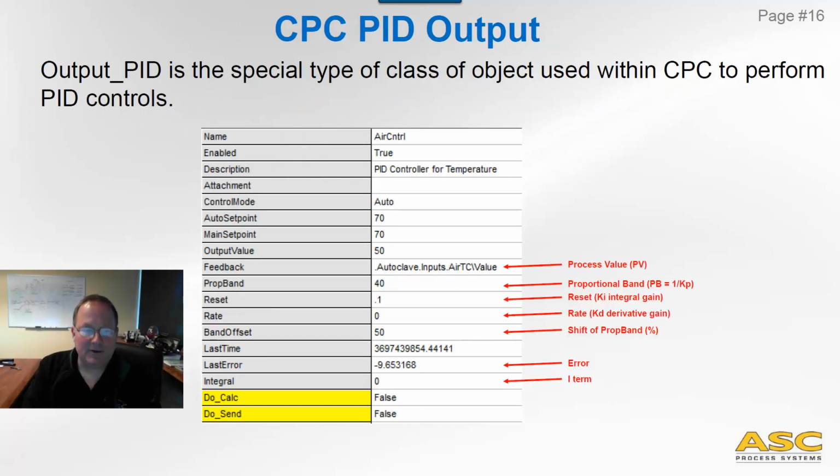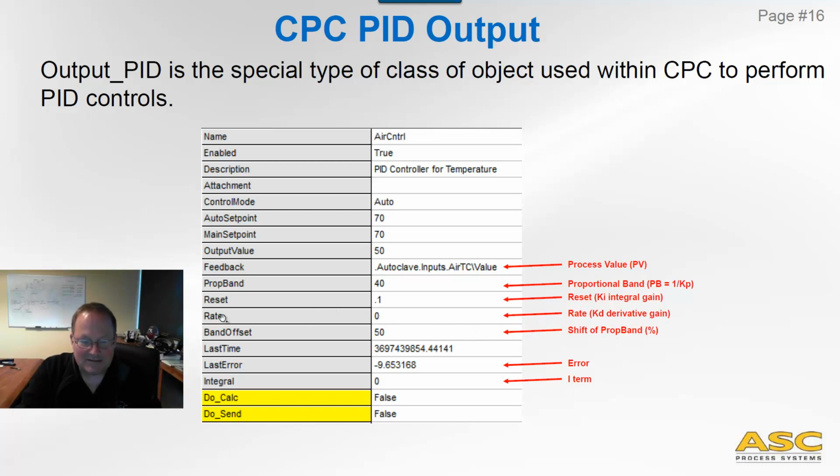So here's your typical PID within CPC. We call it the output PID class of object, and this is telling you which of these parameters or properties represent the properties that we've discussed in the training. So feedback is usually pointing to the process value. Proportional band is called PropBand, and that's in units of the feedback, in this case degrees Fahrenheit. Reset, that's the Ki integral gain, and that again is percent per degree F per minute or percent per PSI per minute. The rate is the KD derivative gain.